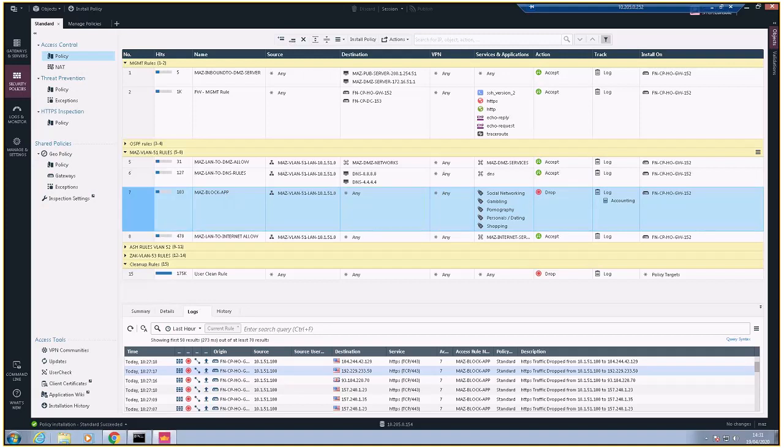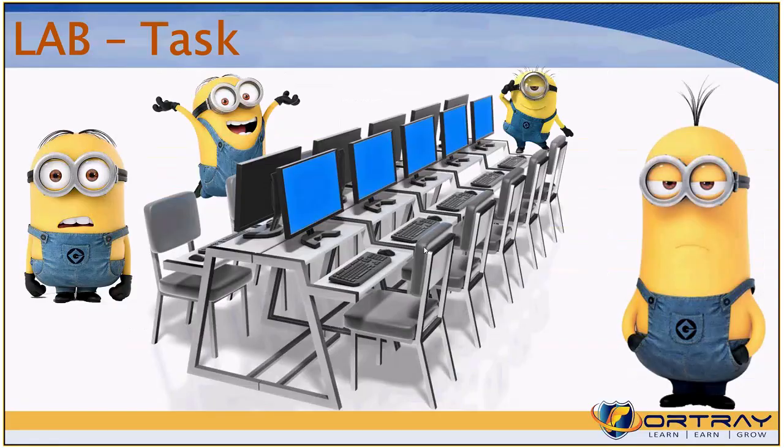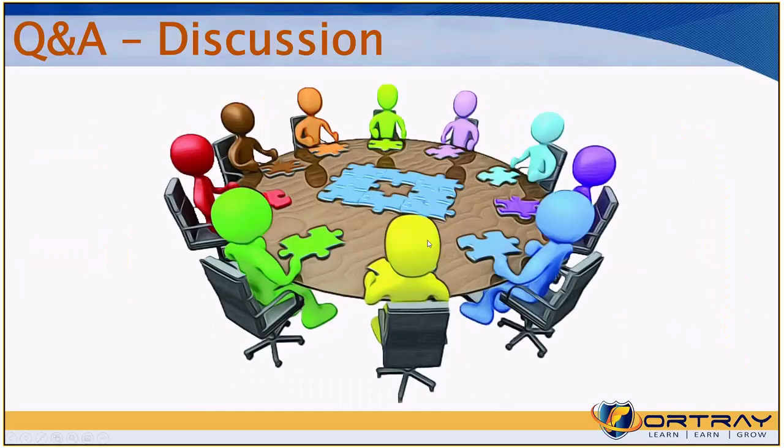So this is how you block applications based on the application and based on the URL. Any question about that? Then I will show you how we can do the other as well.